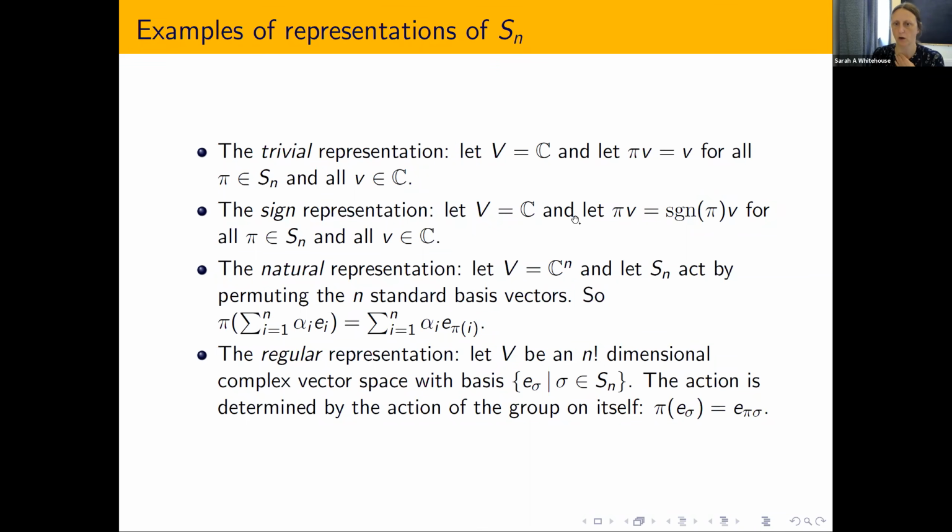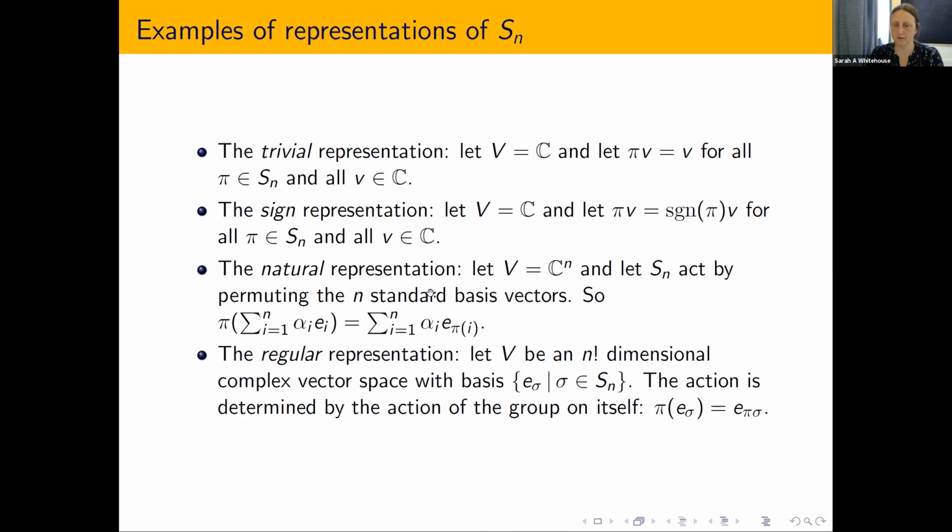The first two are. They're one-dimensional, so there's no room for any non-trivial vector subspace inside. So the trivial representation, you have that. That's always an irreducible representation for any group. For the symmetric group, you have sine, which is another one. So we have two different irreducible one-dimensional representations.